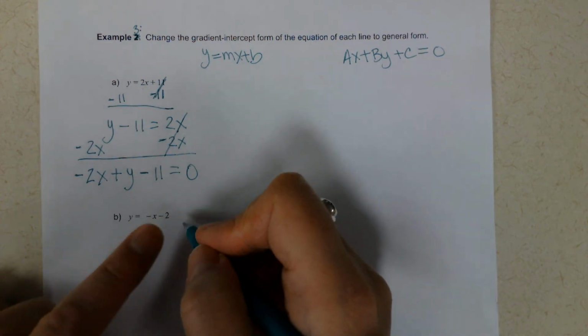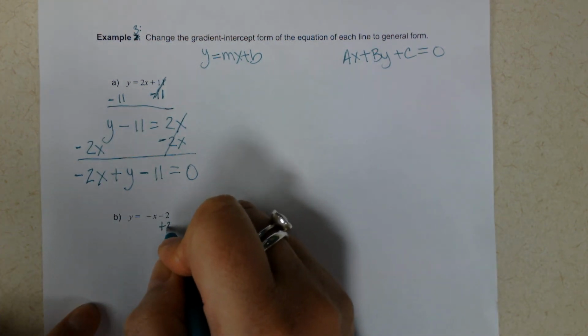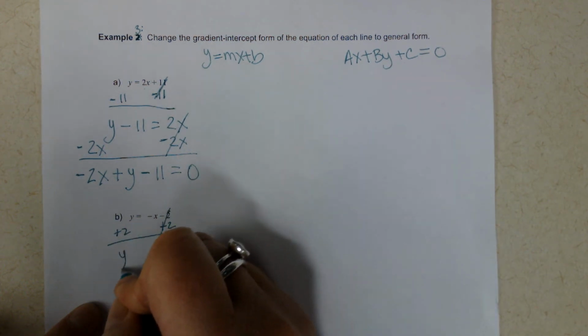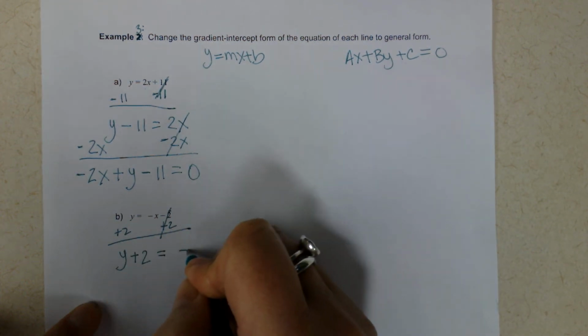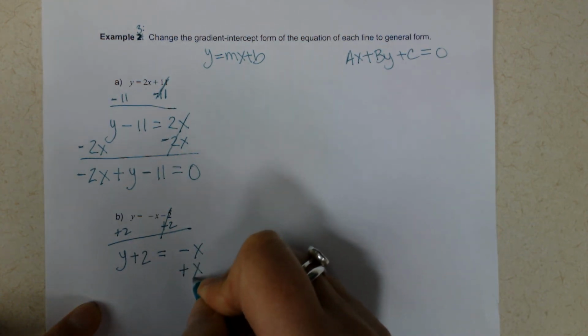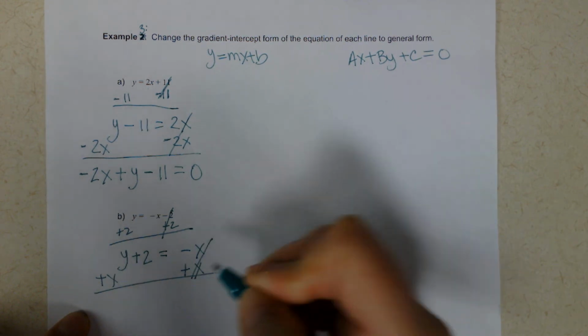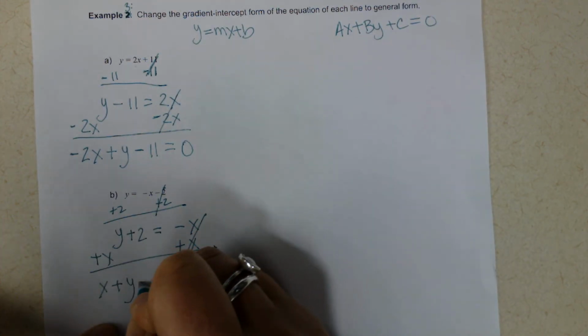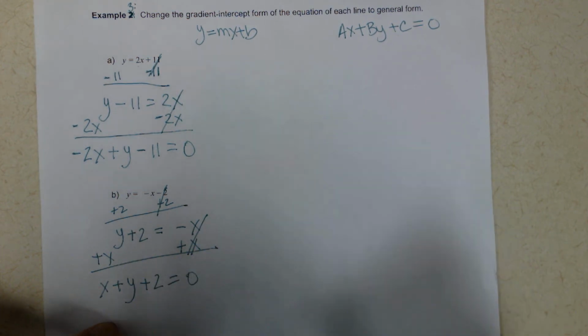So part B, first start with the constant, +2 plus 2, because it was minus, we add it. Write it like you see it, y plus 2 equals -x. Okay, bringing the x over, it's negative, so we add x. Write it like you see it, x, this is a positive y, so plus y plus 2 equals 0.